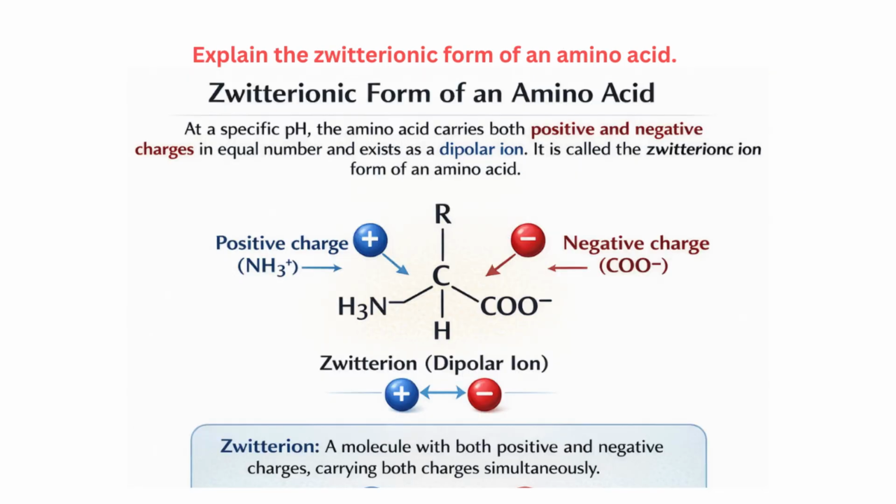2. Explain the zwitterionic form of an amino acid. At a specific pH, the amino acid carries both positive and negative charges in equal number and exists as a dipolar ion. It is called the zwitterionic form.